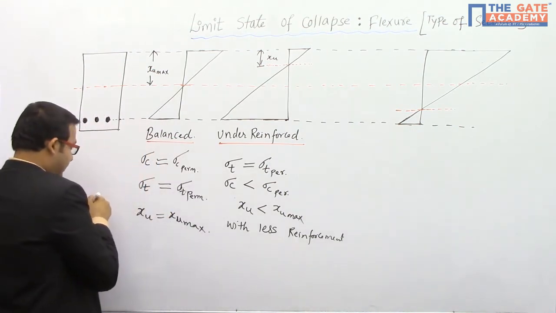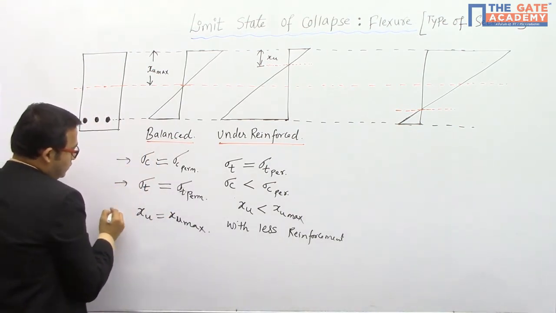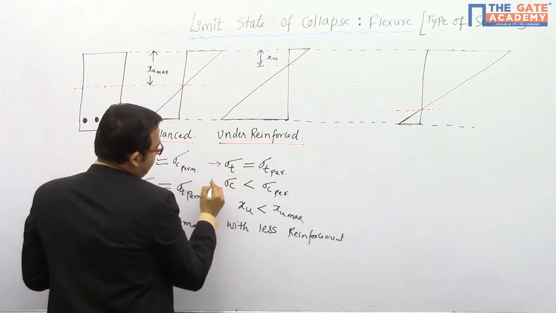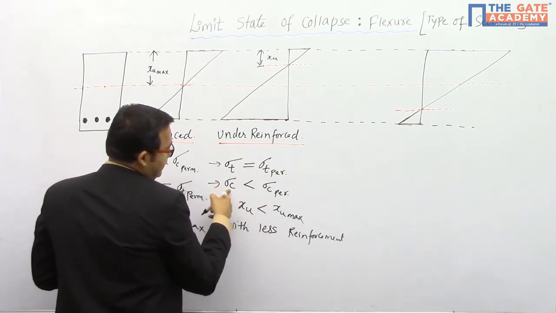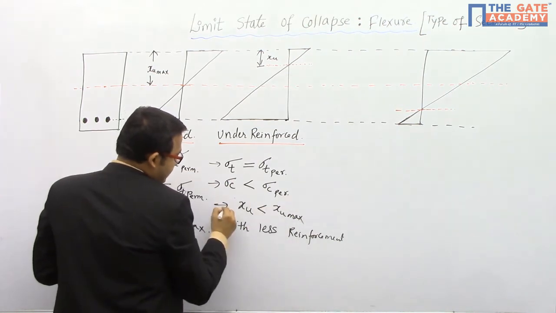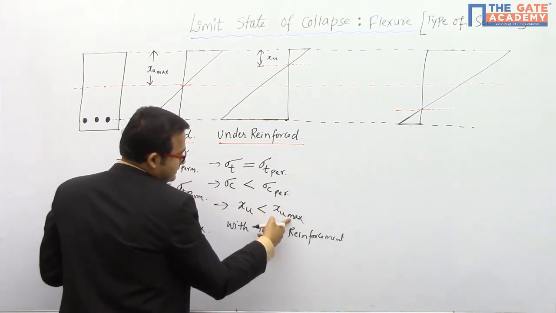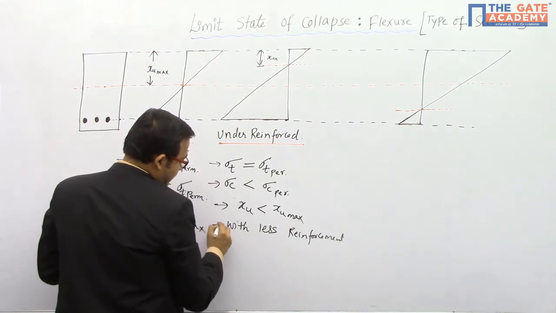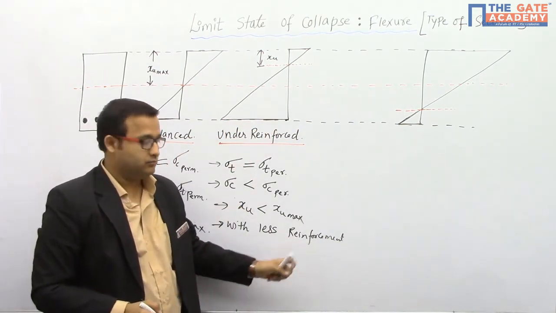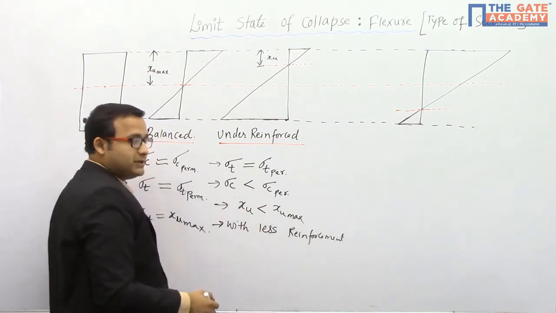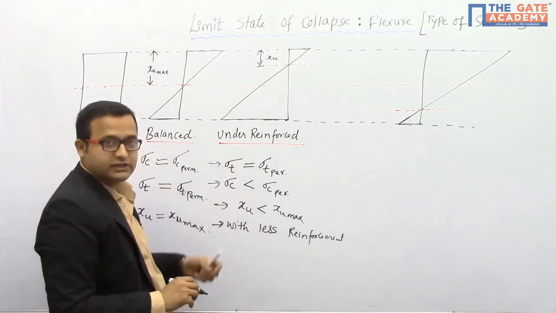Okay, so these are the points actually. 1, 2, 3. Here, point 1, tensile stresses reach their permissible value. Stresses in concrete are not reaching their permissible value. The depth of neutral axis is less than the permissible maximum depth of neutral axis. Here, this type of section is achieved with less reinforcement. If you provide a less amount of reinforcement, you can achieve the under reinforced section.